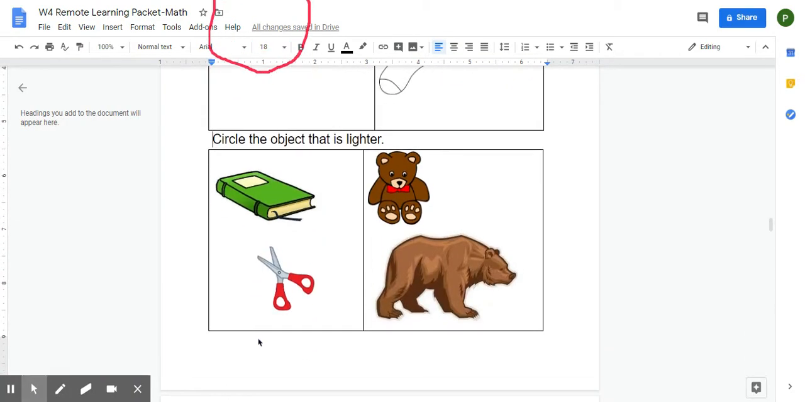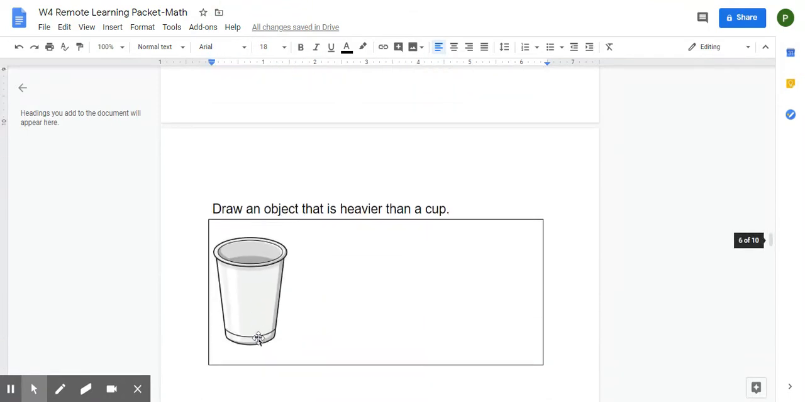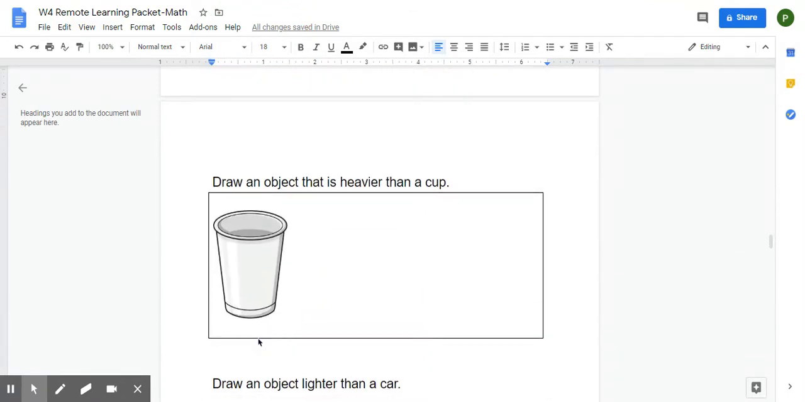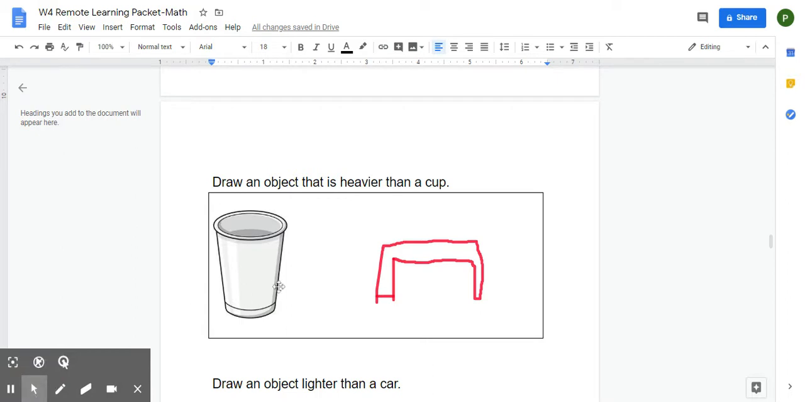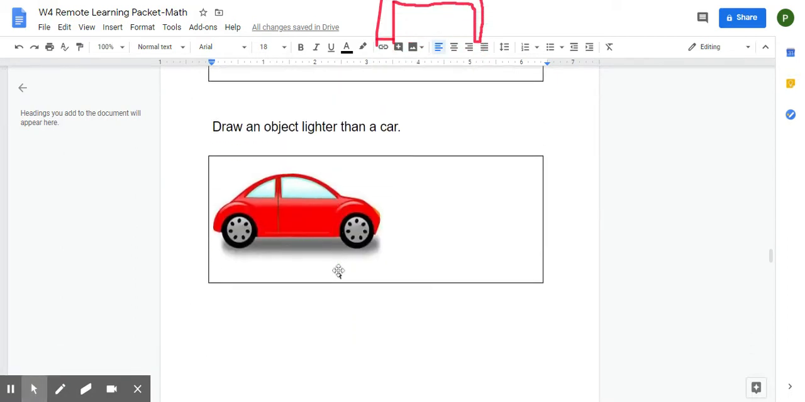Here you are circling the object that is lighter. And here you are drawing an object that is heavier than a cup. So you can think of whatever you think of that might be heavier than a cup. Like, I know a table is heavier than a cup. That's just an example. It can be whatever you think is heavier than a cup. And then down here, you're going to be drawing an item that is lighter than a car.